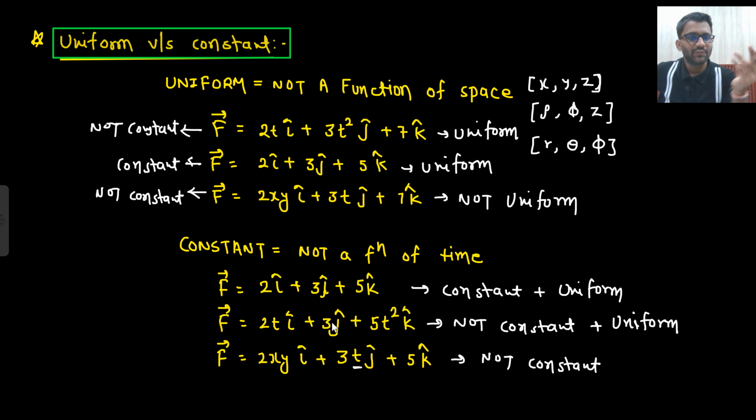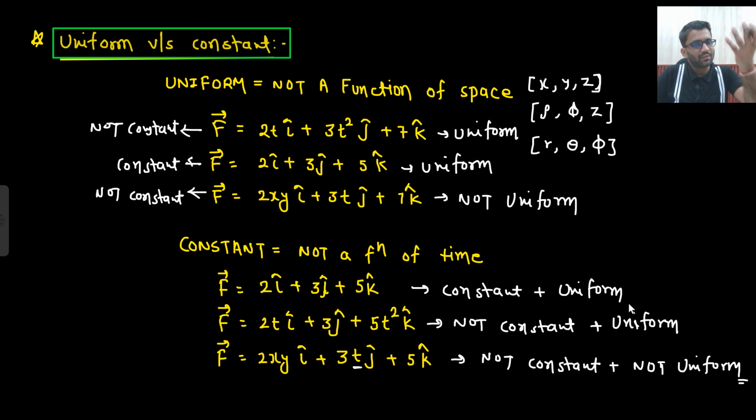This field can change with respect to time, but it will not change with respect to different coordinates. At 1, 1, 1 as well, this will be the vector field. At 2, 1, 1 as well, this will be the vector field, right? And what about this? This is neither constant nor uniform. So these terms will be highly used, and a lot of students don't even know the meaning of this. They think that constant and uniform are the same thing, but they are different.